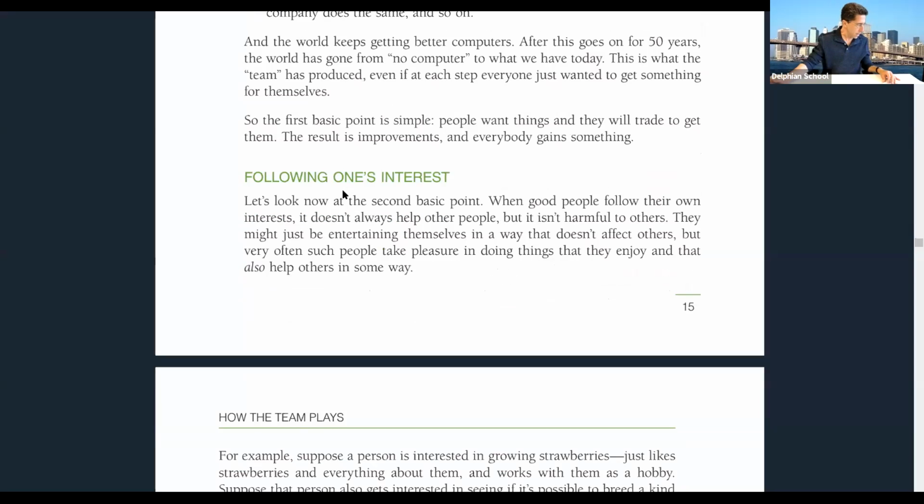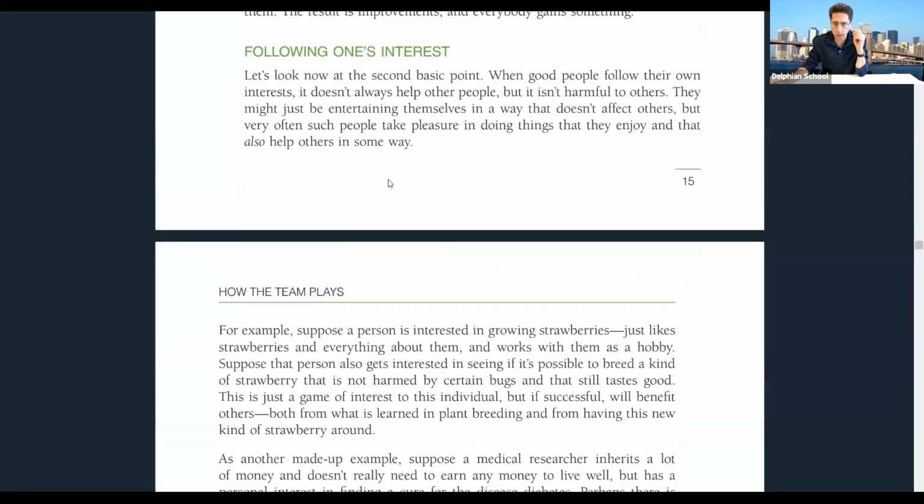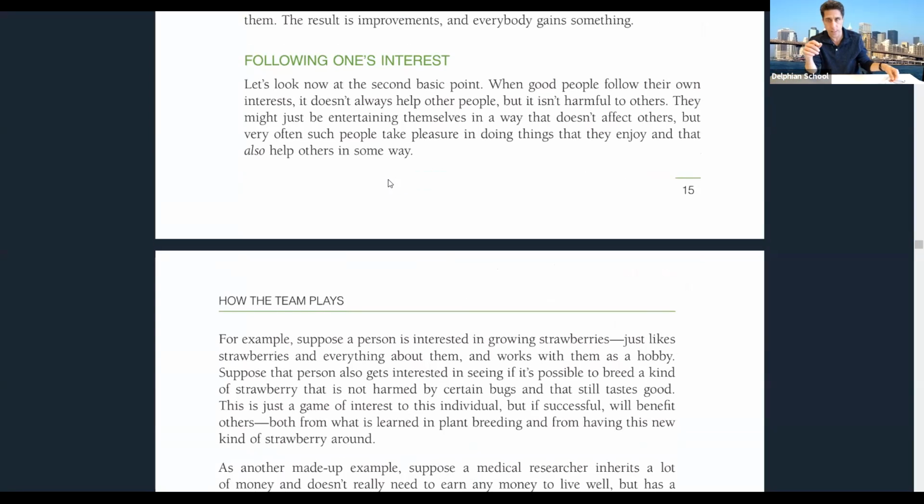Okay, good. So let's move on now to the next section we're going to read, and this will be the last main section for today. But between reading this and all your great examples coming through, we will use up our time. Following one's interest. All right, I think I was just discussing that a little bit. So let's look now at the second basic point.